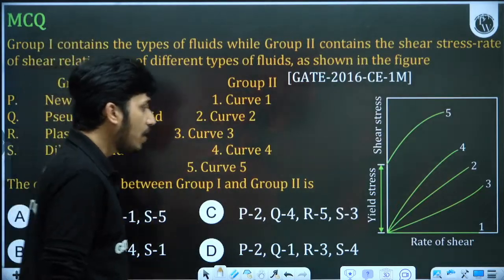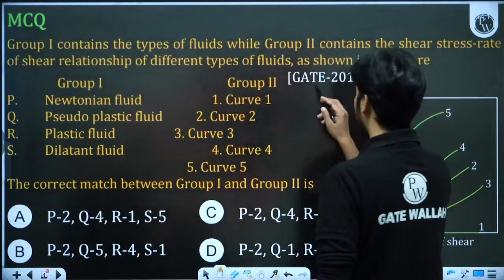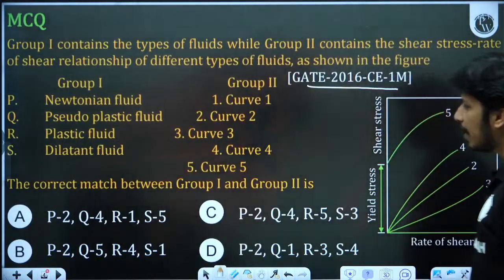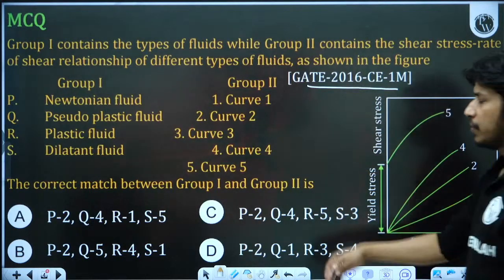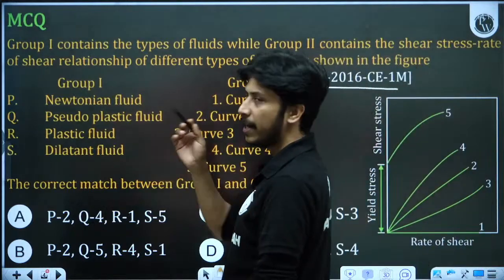Match the following is generally asked for 1 mark. In 2016 they have asked this. So there are 5 curves. This is 1, this is 2, this is 3, this is 4, this is 5. Now they are asking to match the following: which is Newtonian, which is pseudoplastic, which is plastic, which is dilatant.